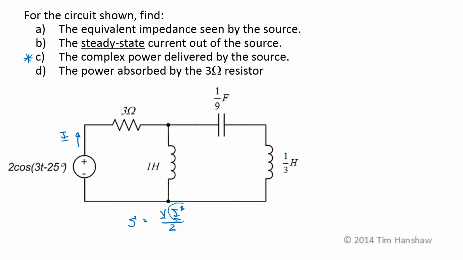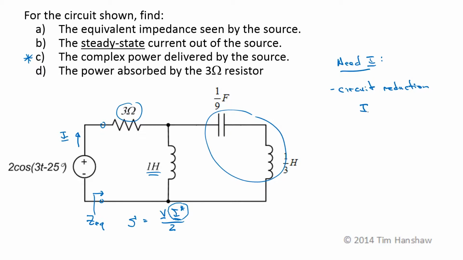In order to find this current phasor, I have a variety of approaches I can use. This circuit's reducible. I can combine these two in series. Those are in parallel with this, which is finally in series with 3 ohms. So if I get the equivalent impedance, ZEQ, I can use circuit reduction, and then I will be equal to the given voltage phasor over the equivalent impedance.